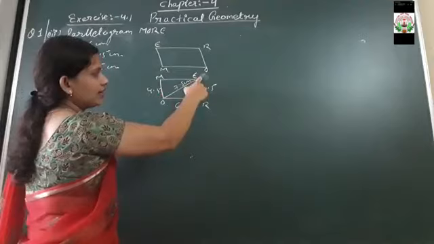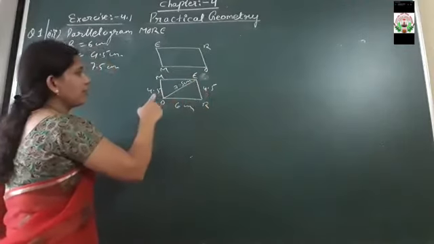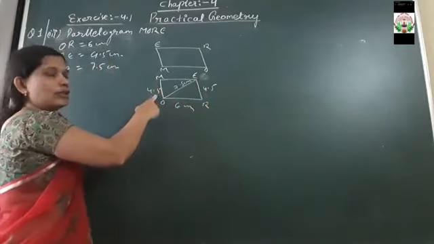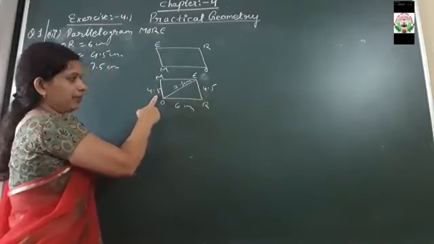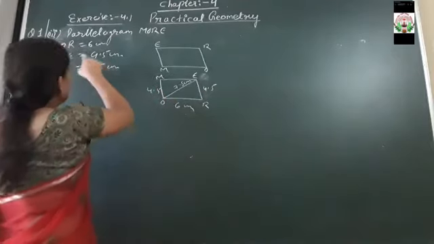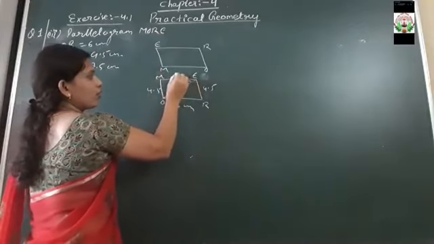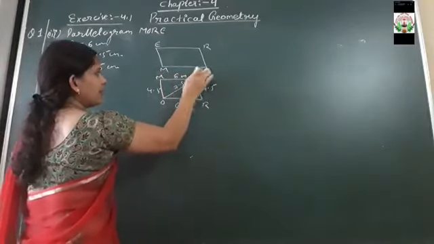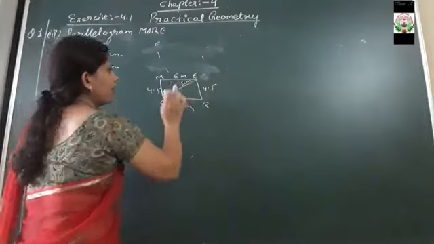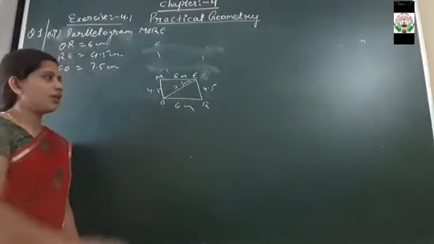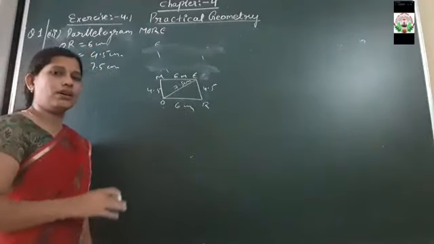So as we know that the opposite sides are parallel to each other by the property of a parallelogram, RE is given as 4.5 centimeter. Therefore MO will also be equal to 4.5 centimeter. In the same way, OR is given as 6 centimeter. Therefore ME is also equal to 6 centimeter. Clear? So this is the rough sketch of the diagram. Clear everyone? With this rough sketch you have to draw the parallelogram.